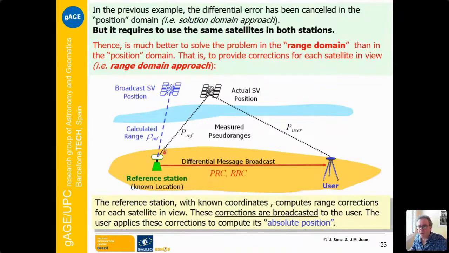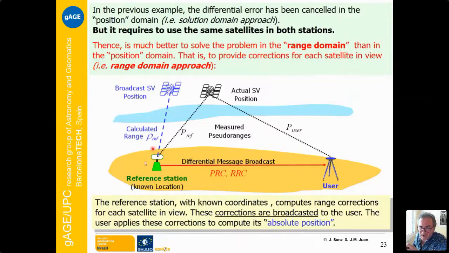to compute the error for each satellite in view, to compute a correction. Then we compute a correction for each satellite in view.